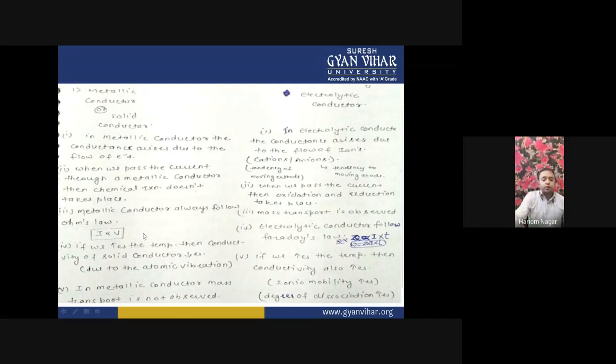The third point is, metallic conductors always follow Ohm's law. So actually, the current produced by flowing the current is directly proportional to the voltage. This is Ohm's law.